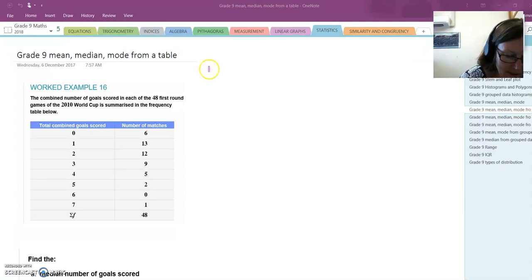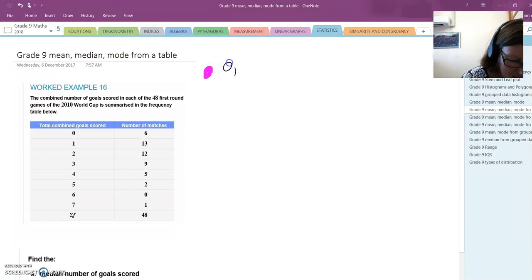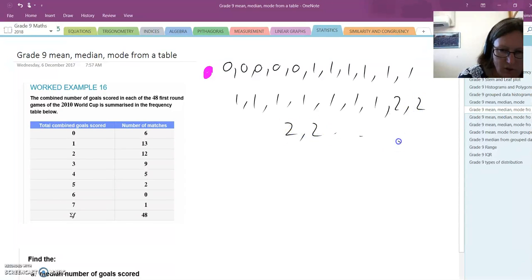So there were 6 games that no goals were scored. There were 13 games that 1 goal was scored. There were 12 games that 2 goals were scored, etc.